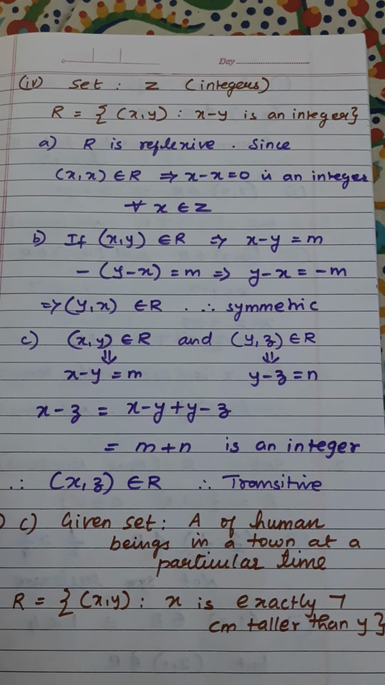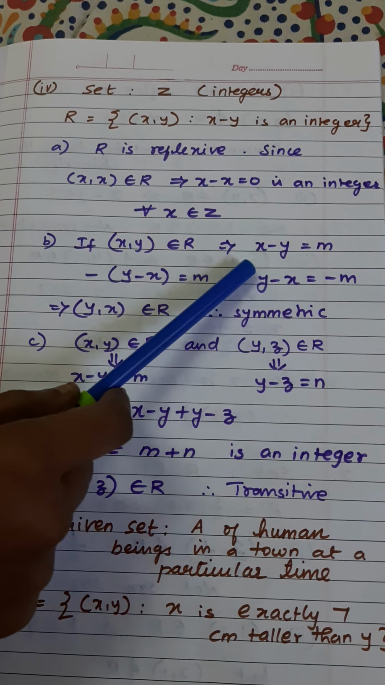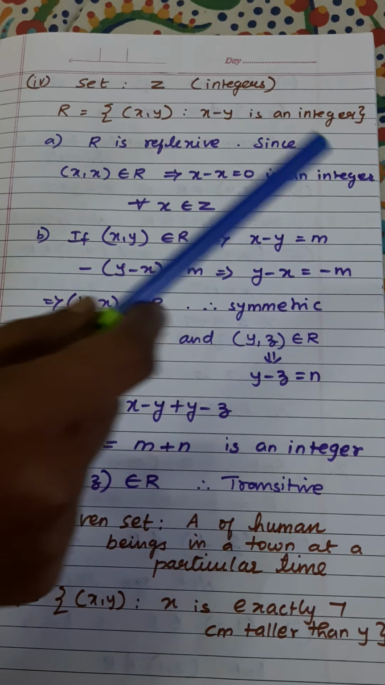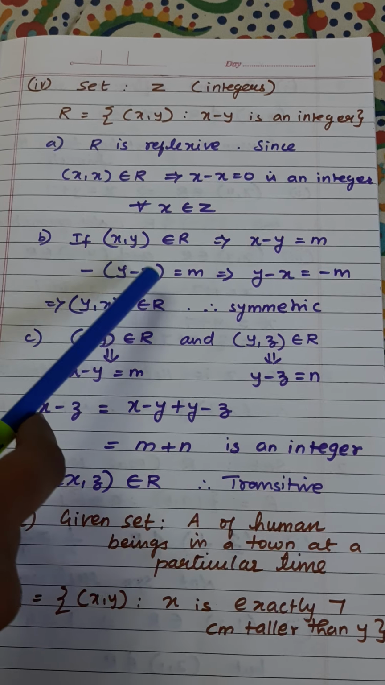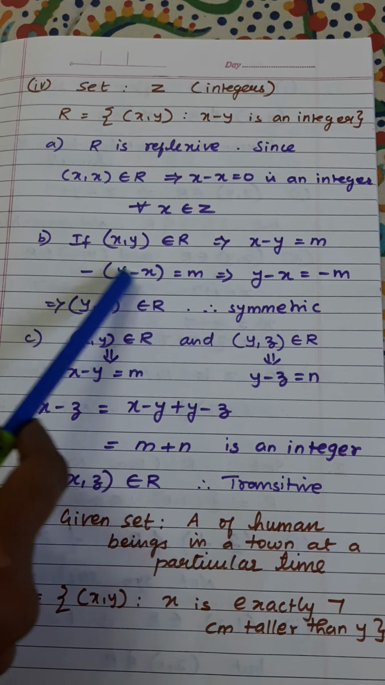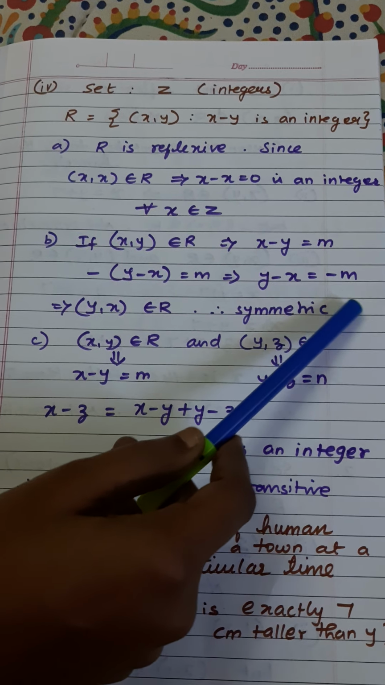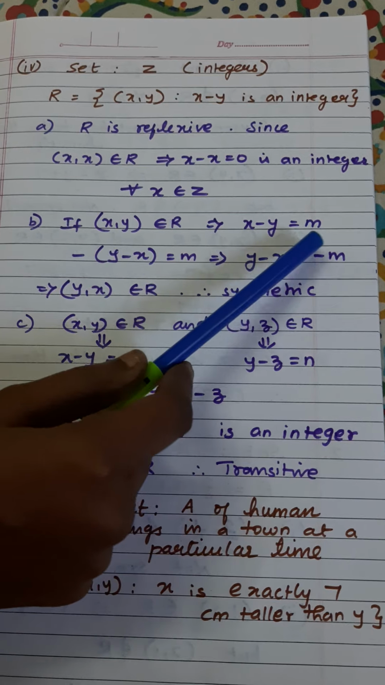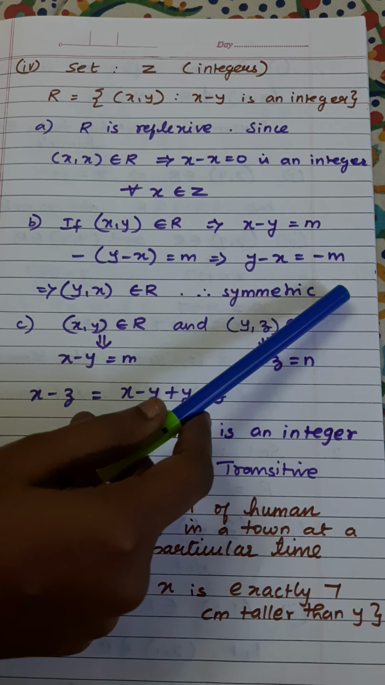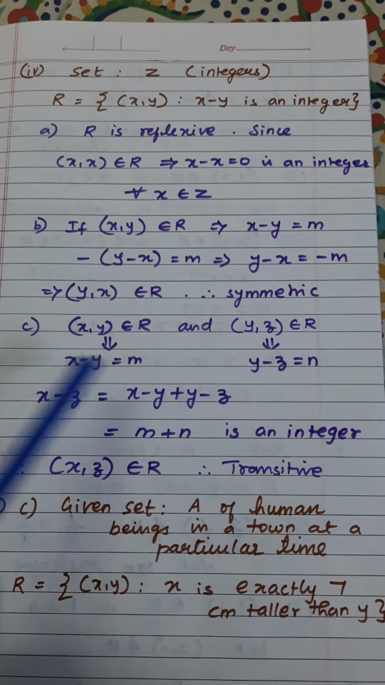Hence it is reflexive. Now symmetric: if (x, y) belongs to R, then x minus y is equal to m, where m is an integer. Take minus common, you will get y minus x equal to minus m, which is also an integer. So x minus y is an integer and y minus x is also an integer. So (y, x) belongs to R, hence it is symmetric.